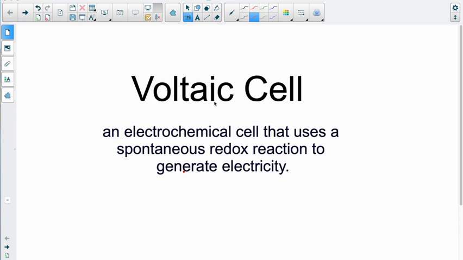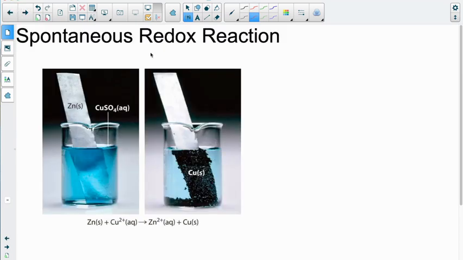You will recall there are two types of electrochemical cells. There's a voltaic cell, which is being discussed in this video, and an electrolytic cell, which will be done in another video. Let's take a look at an example of a spontaneous redox reaction.